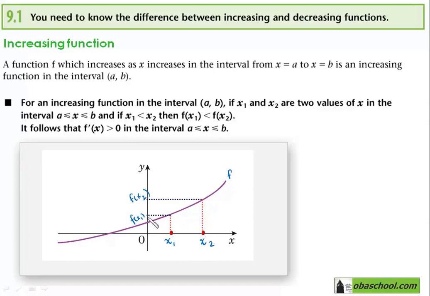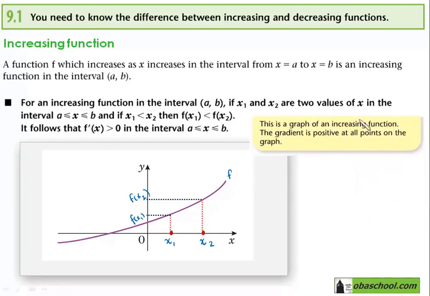We care about the calculations and how we can find out, without using the graph, what the values of f are for any 2 points. Thus, it follows that f prime of x is greater than 0. So if we differentiate the function, we will find that this value is greater than 0 in the interval x between a and b. This is a property of an increasing function. So this is a graph of an increasing function. The gradient is positive at all points on the graph.